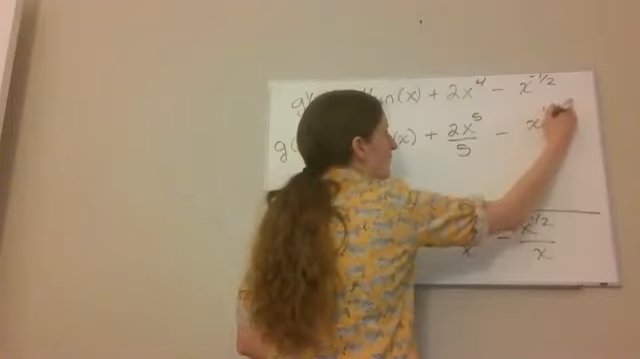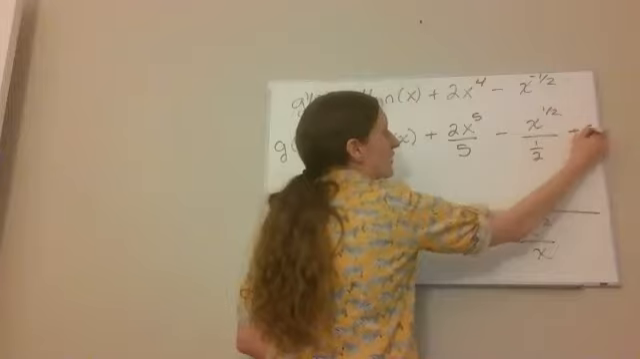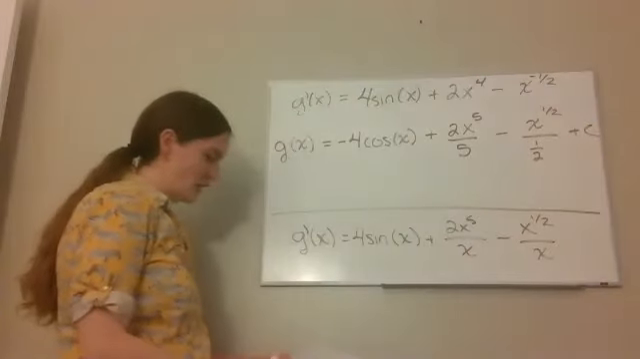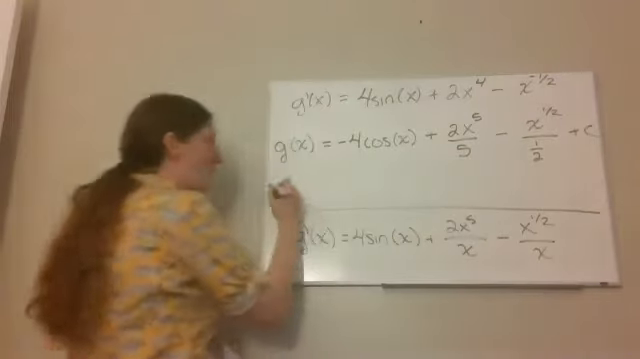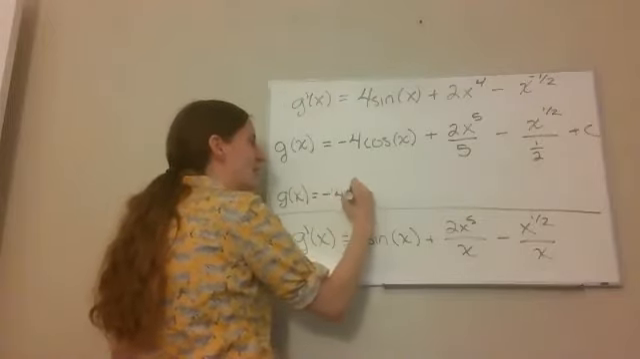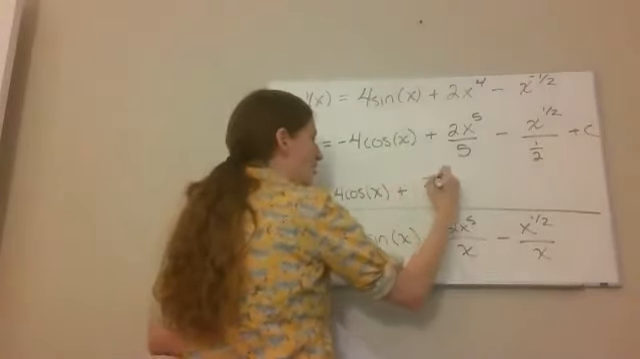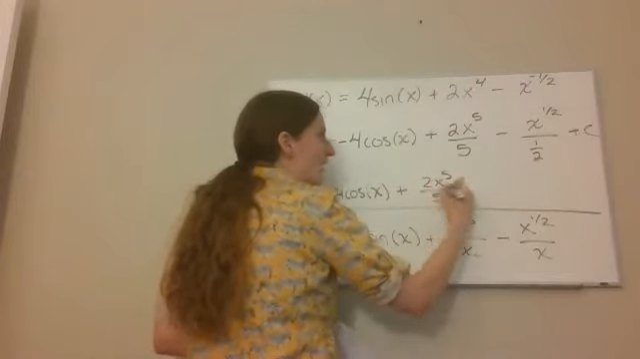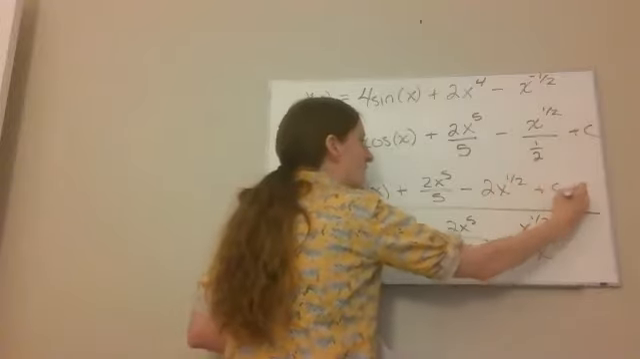Add 1 to the exponent, divide by the new exponent. And don't forget your c. Well, that looks kind of ugly, having this dividing by 1/2. So I'm going to rewrite it in a way that looks a little better. I have negative 4 cosine x plus 2x to the 5th over 5 minus 2x to the 1/2 plus c.